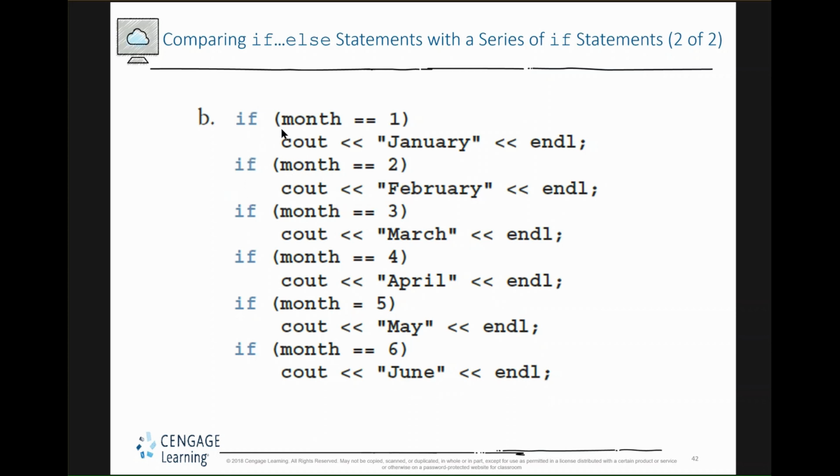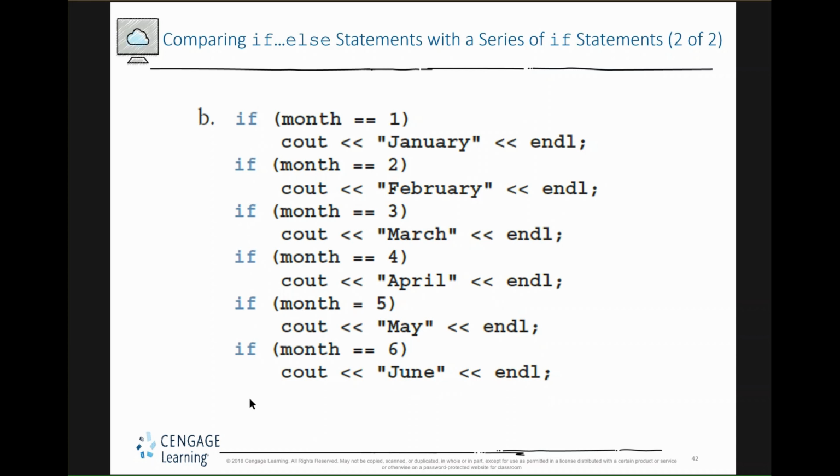Let's say month is 3. If month equal 1, cout January. No, it can't cout January because it's 3, remember? If month equal 2, no, it won't cout February. If month equal 3, oh, it's going to print out March, but then it still goes, if month equal 4, no, it's not 4. It'll keep checking because we do not have the else statement.